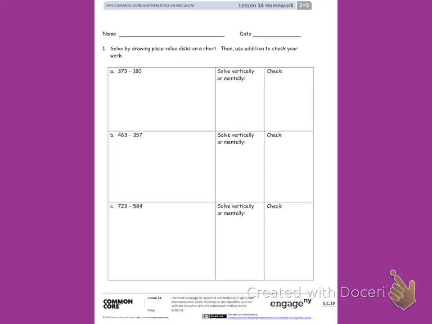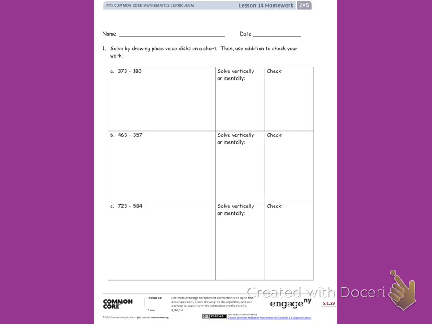Module 5, Lesson 14's objective is to use math drawings to represent subtraction with up to 2 decompositions, relate drawings to the algorithm, and use addition to explain why the subtraction method works. Item 1. Solve by drawing place value disks on a chart. Then use addition to check your work.